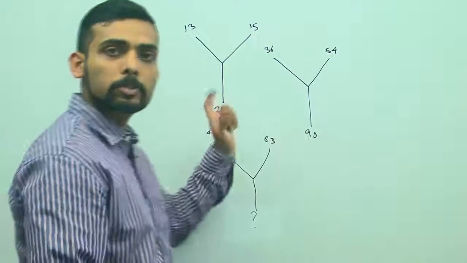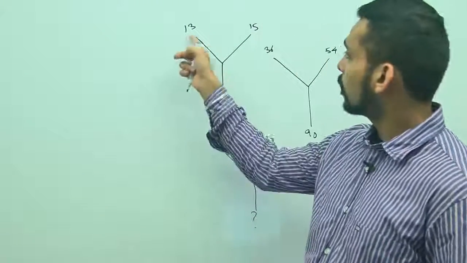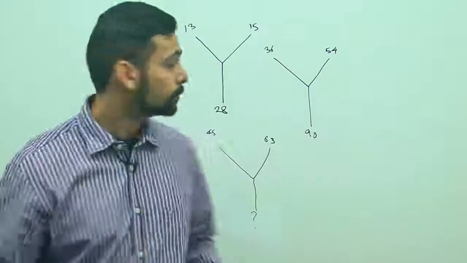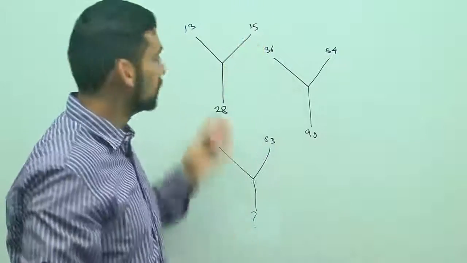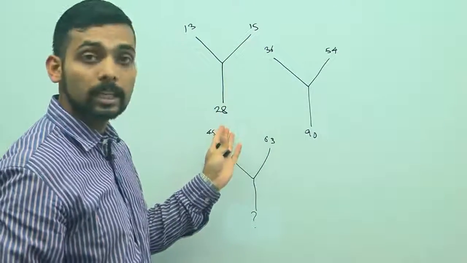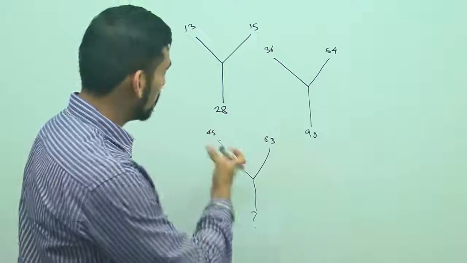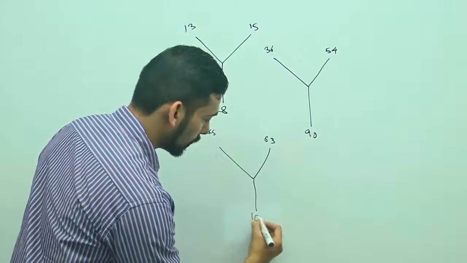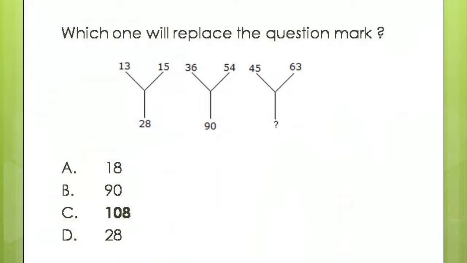Now from this Y diagram, it is pretty evident that this number is a result of a mathematical operation performed between the top two numbers. So it's a pretty straightforward one. I can see that it is a simple addition. 13 plus 15 gives me 28. 36 plus 54 gives me 90. So similarly, 45 plus 63 is going to give me 108. So I'll go to my answer choices and select answer choice C.